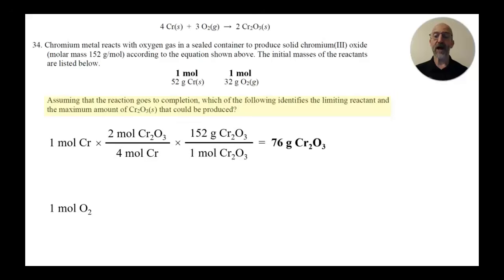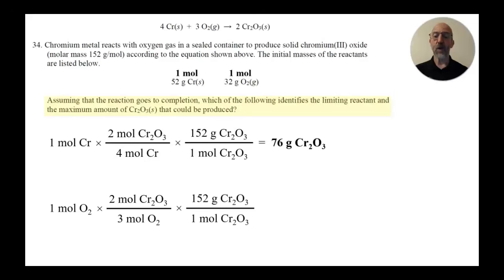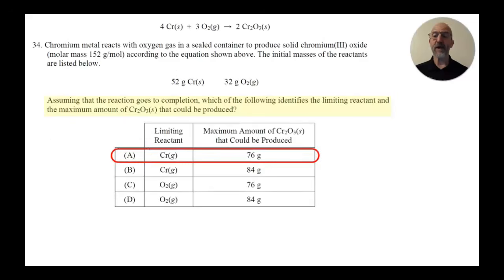If I have 1 mole of oxygen, well, now my ratio based on the coefficients would be 2 moles of chromium-3 oxide produced for every 3 moles of oxygen gas. And therefore, when I do that math of 2 divided by 3 times 152, I get 101 grams. Now what I'm looking for is the identity of the limiting reactant, so I will choose chromium because it produces a smaller amount of the product, and now the maximum amount of chromium-3 oxide that could be produced is 76 grams. That's my theoretical yield. So the correct answer to question 34 is choice A.